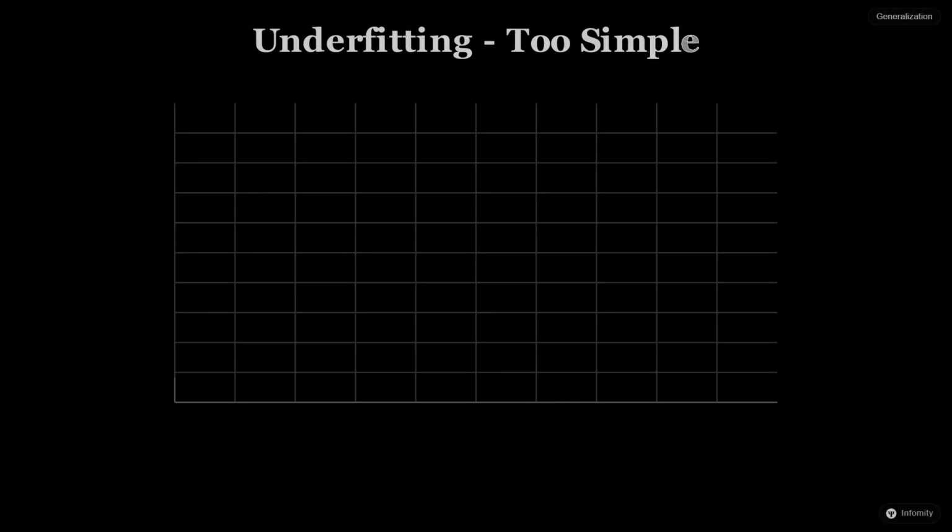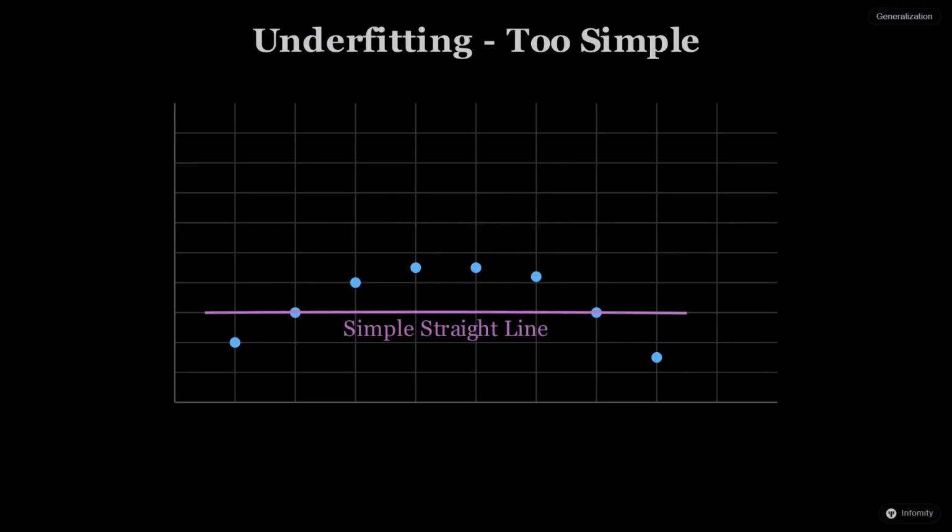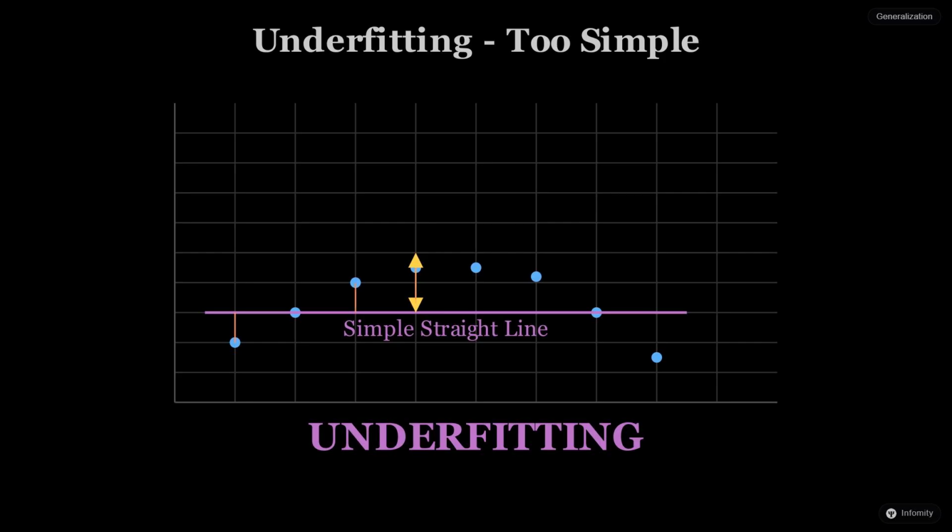On the other end of the spectrum, we have underfitting. This occurs when a model is too simple or lacks the complexity to even capture the basic patterns within the training data. Imagine trying to fit a complex, curved relationship with a single straight line. The underfit model fails to learn the essential trend, resulting in poor performance not just on unseen data, but even on the data it was trained on. It simply hasn't learned enough.